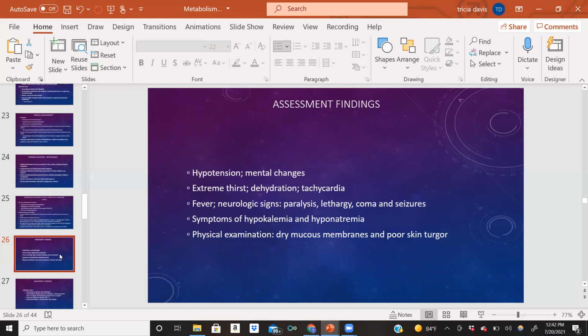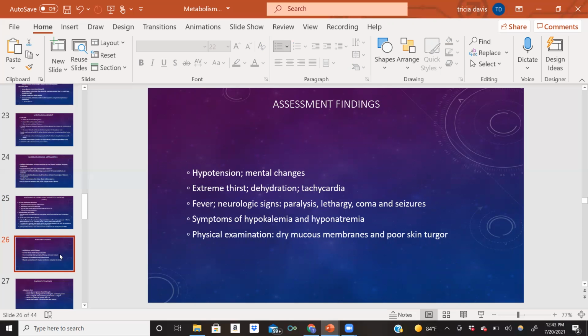Remember, the fluid is moving from the ICF into the ECF, so you guys might need to go back to your first set of slides in homeostasis and remember where your fluid sits. In the cell, the ICF, the ECF, make sure you have a good understanding of what is where, and then you will understand these processes that we're talking about. Some patients may present with a fever, possible neurologic signs. We may see some paralysis, lethargy, coma, and seizures. We're going to see symptoms of hypokalemia and hyponatremia.